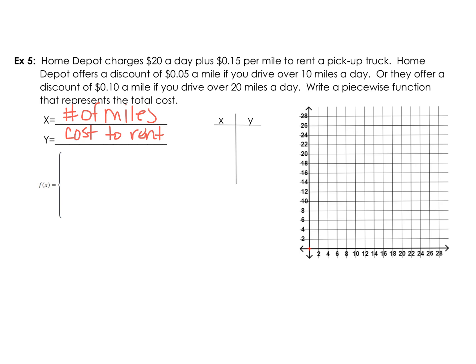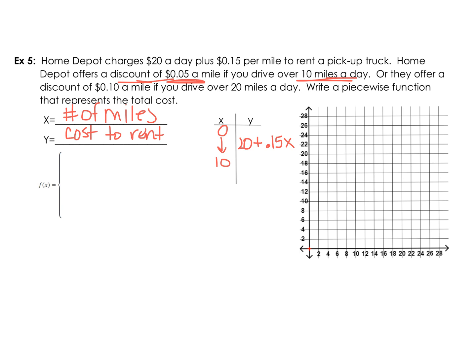So they're charging $20 a day plus 15 cents per mile. And really that's going to occur up to 10 miles, because at 10 miles, now you're getting a discount of 5 cents. So from 0 to 10 miles, we're getting charged that $20 a day plus the 15 cents per mile, and the number of miles is X.